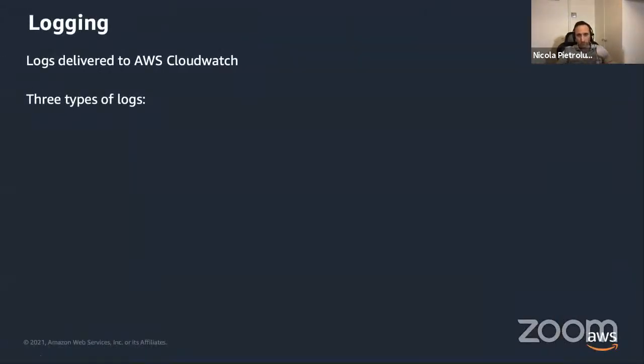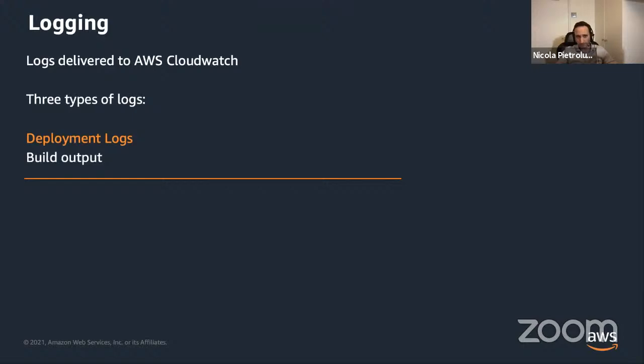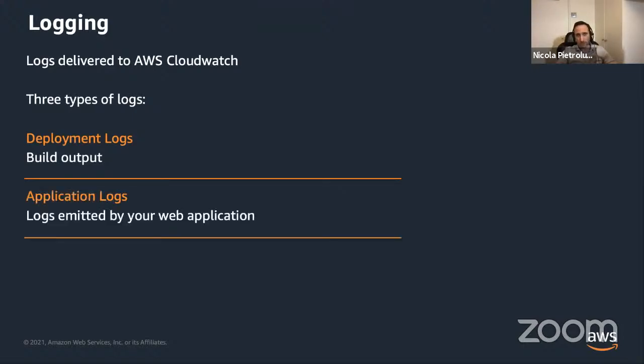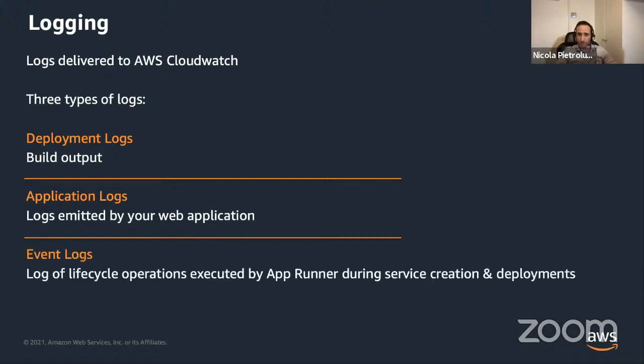So let's go back to a few other features that App Runner provides. In terms of logs delivery, the logs are delivered to AWS CloudWatch. There are, of course, 3 types of logs. Deployment logs, which is the output of the building stage. The application logs, so the logs emitted by your web application. And the event log of lifecycle operations executed by App Runner during service creation and deployment. We saw some events earlier.